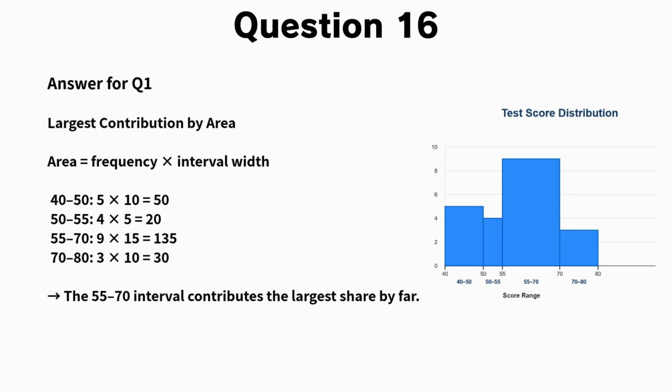This demonstrates a crucial concept: the tallest bar doesn't always represent the largest share of the distribution. When intervals have different widths, you must consider area, not just height, to understand the true contribution of each interval to the overall distribution.